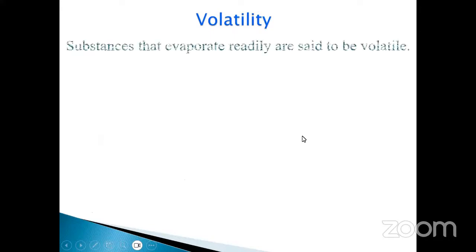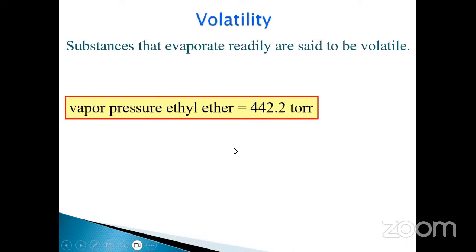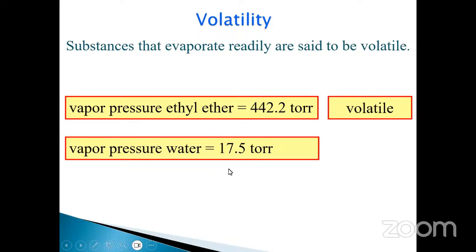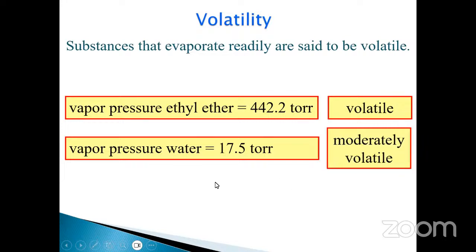Okay, so this brings us now to a term known as volatiles or volatility. When we say that something is volatile, we are saying that a substance can be easily vaporized or has a very high vapor pressure, right? So ethyl ether is considered to be very volatile because of its relatively high vapor pressure. Water, not as volatile, so we can say it's moderately volatile.